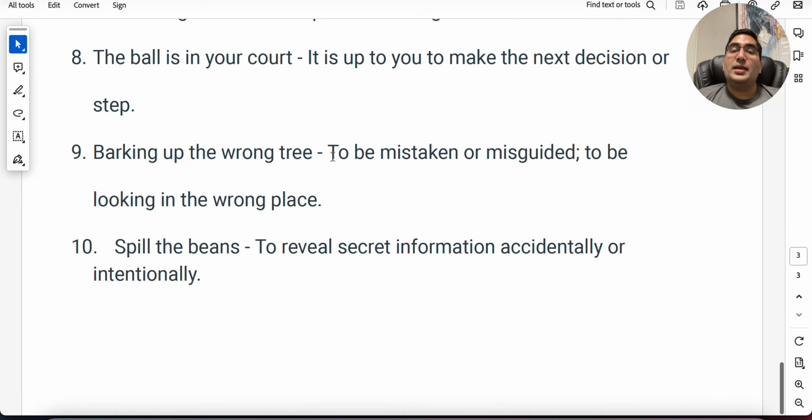Barking up the wrong tree is to be mistaken or misguided to look in the wrong place. So you could say that, again, there's so many applications there. Like if you're suggesting someone to not go for option A, go for option B, task two writing, speaking, whenever you are debating in speaking or giving opposing views, you can say, hey, you're barking up the wrong tree. This option is better than that option.